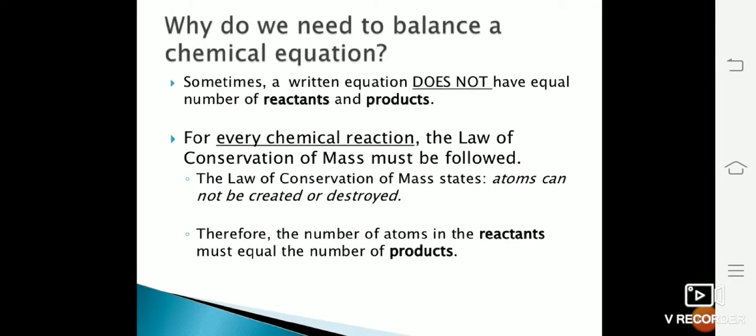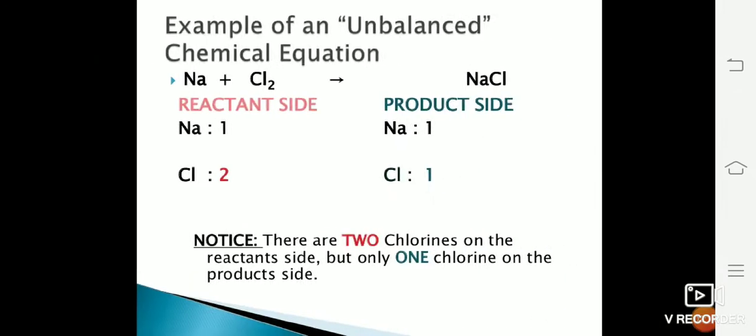So what important things do we need to keep in mind to learn balancing of chemical equations? As we discussed in the last lecture, why do we need to balance a chemical equation? We can clearly see on the screen, sometimes a written equation does not have an equal number of atoms in reactant and product. For every chemical reaction, the law of conservation of mass must be followed. And we have been studying this for the last 3 to 4 years: the law of conservation of mass states that atoms can neither be created nor destroyed. Therefore, the number of atoms in the reactants must be equal to the number of atoms in the product.